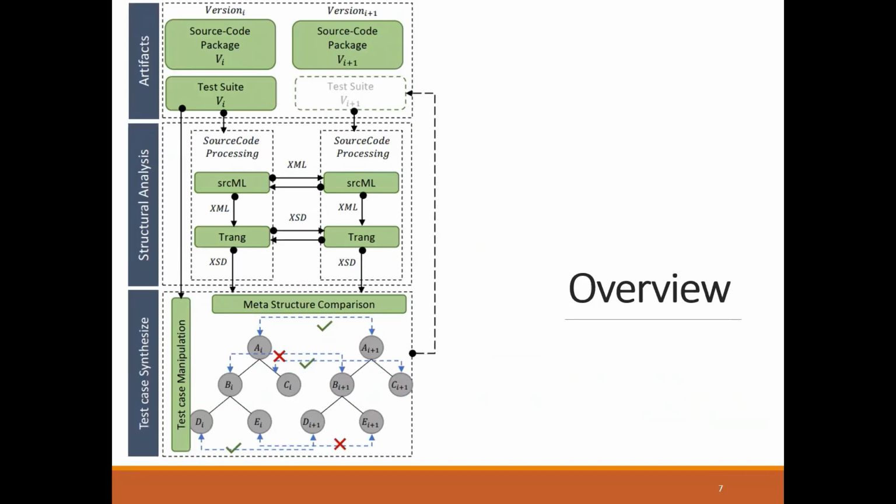Here we can see the basic overview of our approach. We have source code version 1, source code version 2, and test code version 1. What we are trying to do is to generate test code for version 2. So first we run some structural analysis based on the artifacts we have. We parse the source code and convert it to XML using one open source tool, srcML, so that we can manipulate the source code easily. And then we use another open source tool, Trang, to generate the XML schema definition XSD files from the XML.